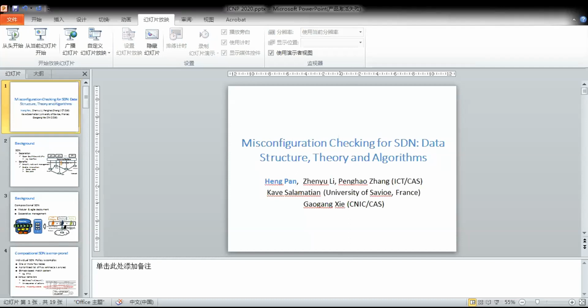Hello everyone. I'm Heng from the Institute of Computing Technology, Chinese Academy of Sciences, and I'm going to present our work on configuration checking for SDN, covering data structures, services, and algorithms. This is a joint work with the University of Zhou. First of all, I will introduce the background of this work. The context is SDN, as is well known. SDN separates the control plane from the data plane through open APIs, such as OpenFlow. This separation not only simplifies network management, but also enables network innovation, in both the control plane and the data plane.